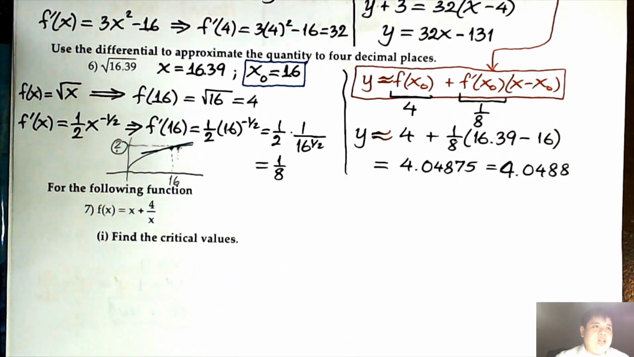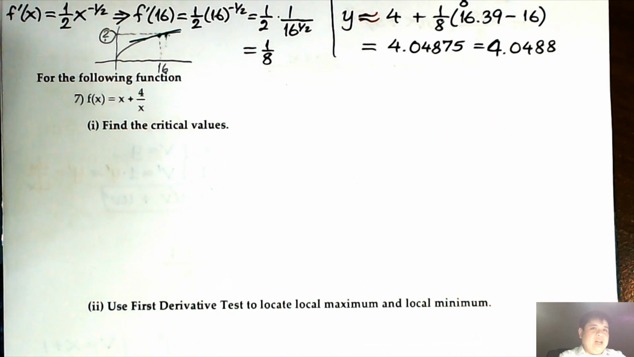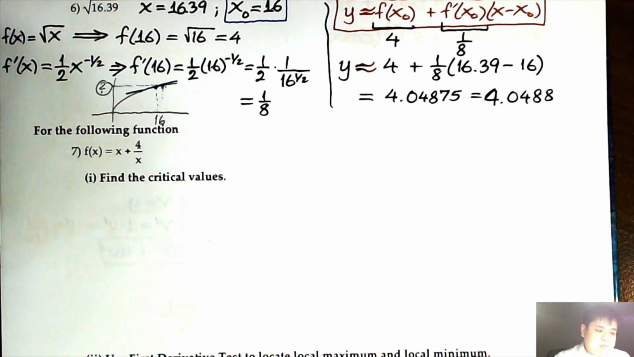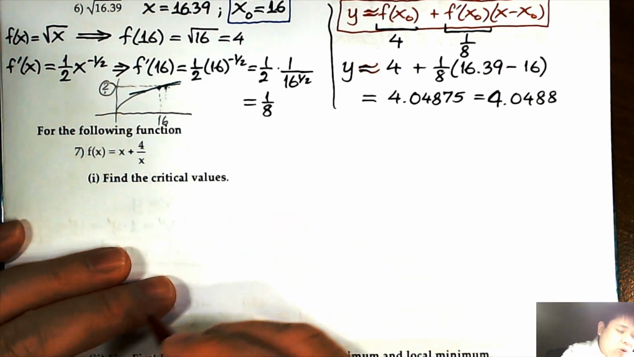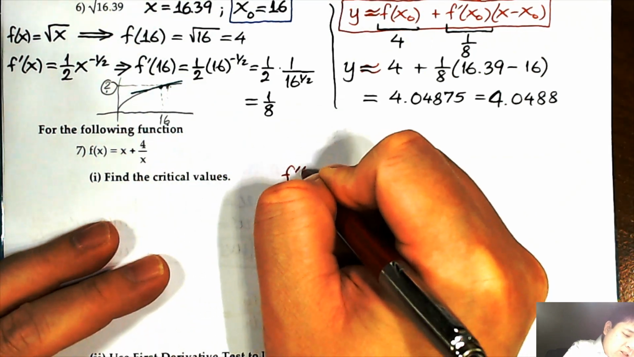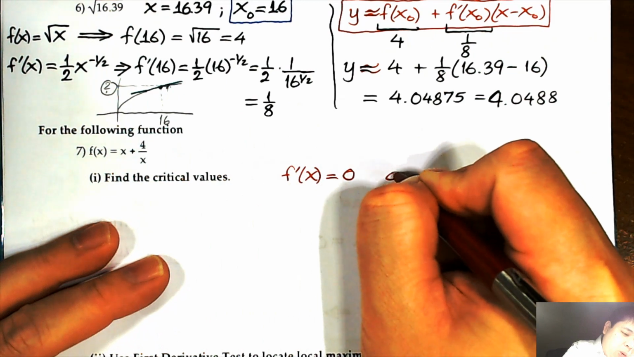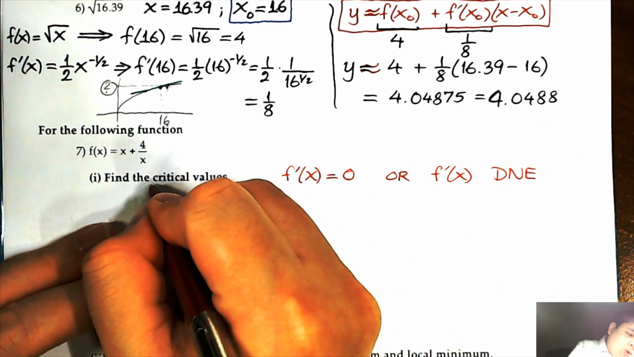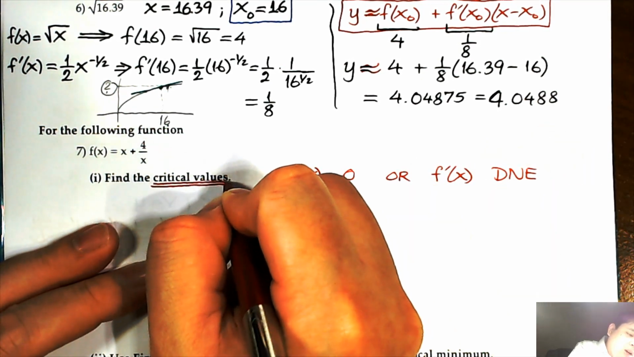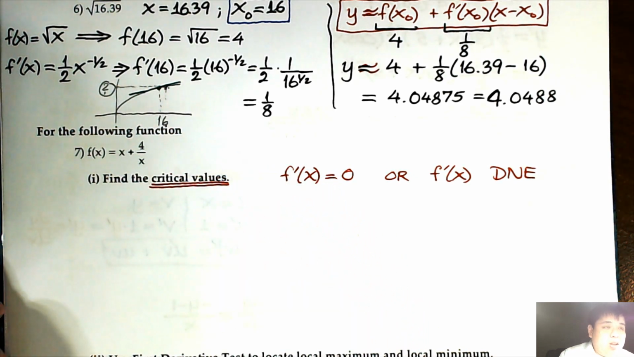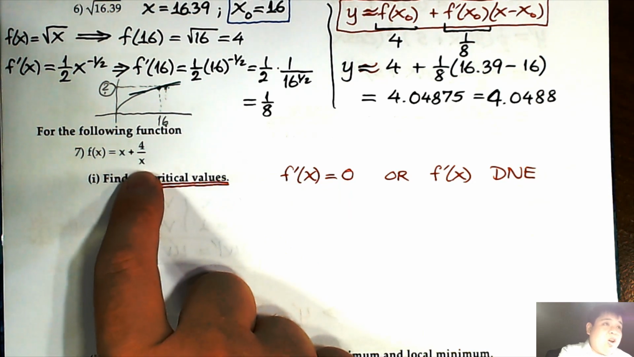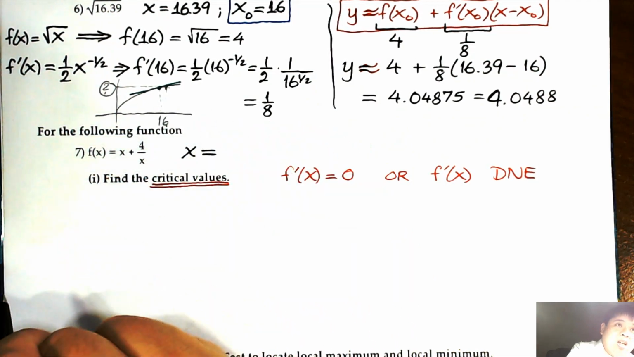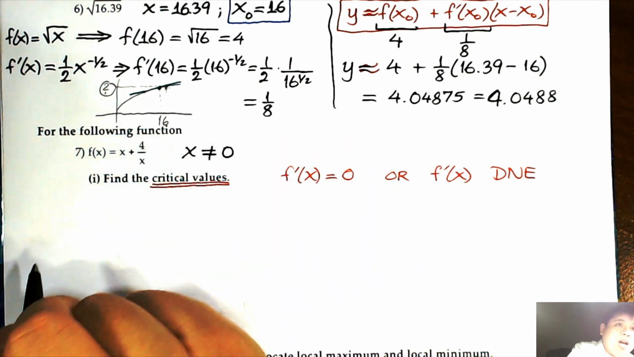Next, we have another application of derivative: increasing, decreasing, and therefore giving us maximum and minimum. So we have this function. First we find critical values. Critical values are where the derivative equals 0 or the derivative does not exist. Not only that, whatever values for x, the function has to be defined. So notice that the first thing here, x cannot equal 0. So x equal to 0 cannot be a critical value.